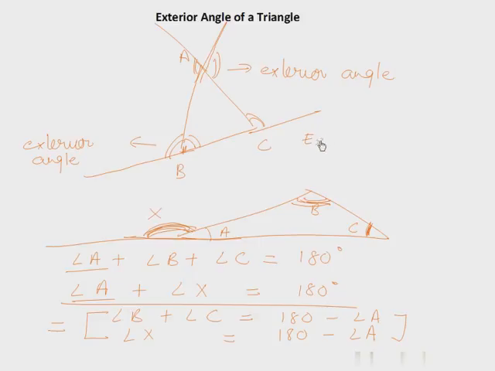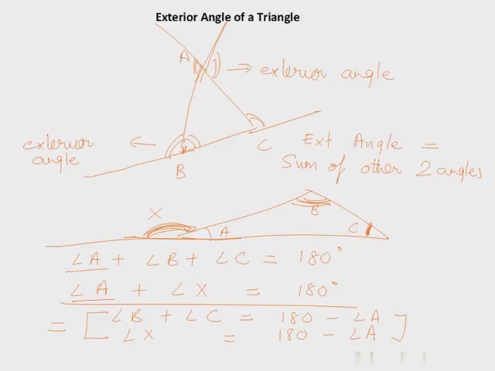So, exterior angle is equal to sum of other two angles. What do I mean by other two? The two angles other than the angle of which this is exterior.